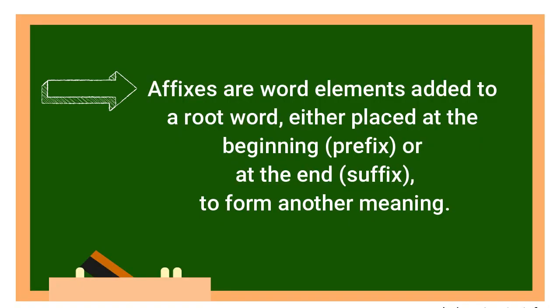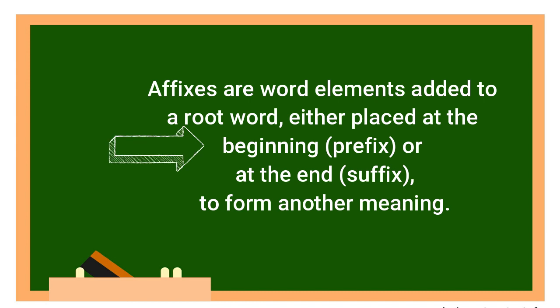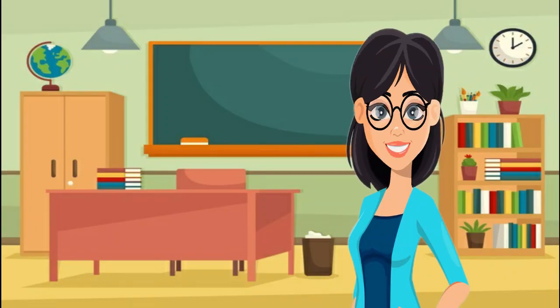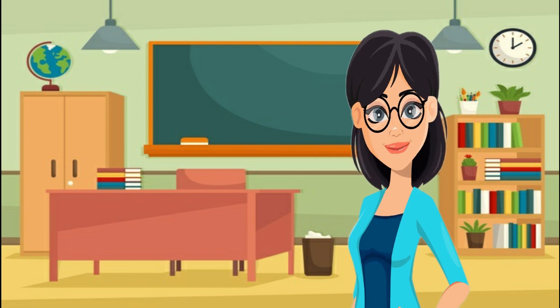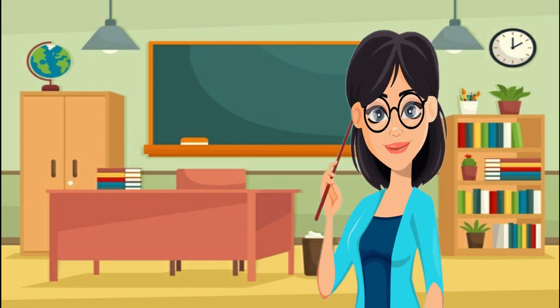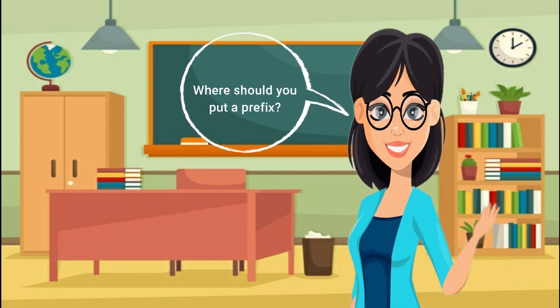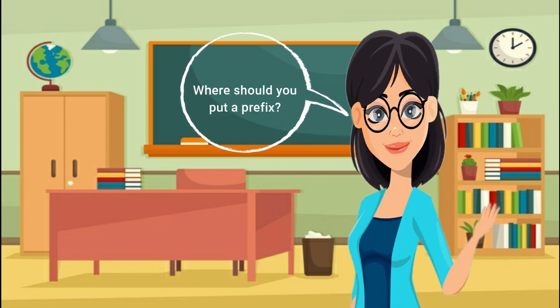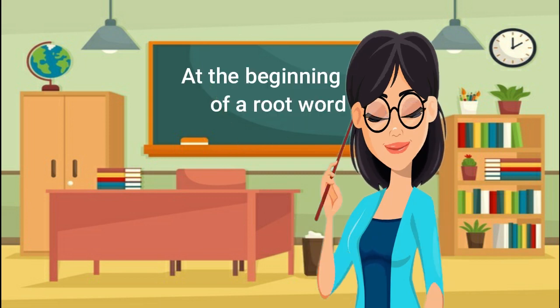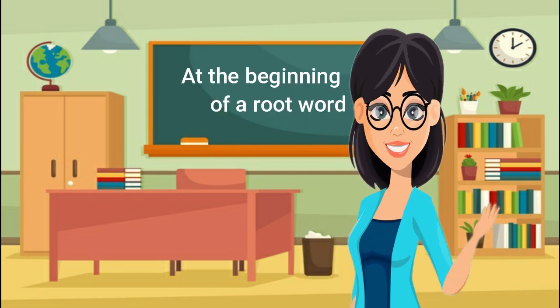Affixes are word elements added to a root word, either placed at the beginning, which is called the prefix, or ending, which is called the suffix, to form another root. To get a better understanding of the topic, let us have an example of a prefix and a suffix. But let me ask you first, where are you going to place or add the prefix? At the beginning of a root word. Correct! Very good, children.